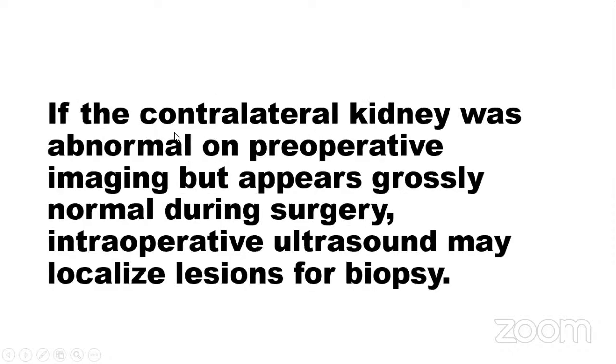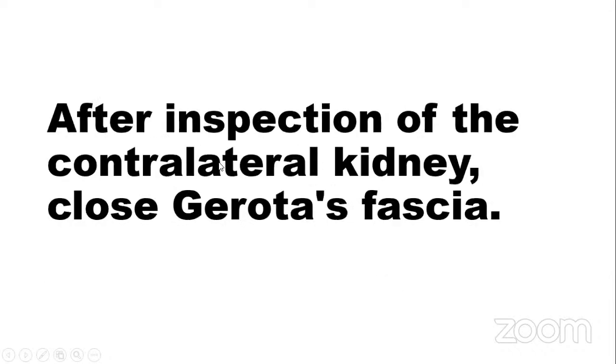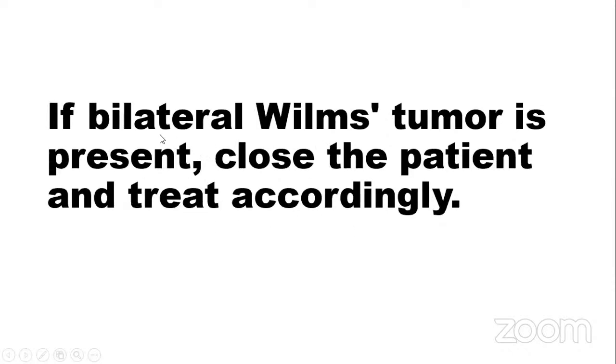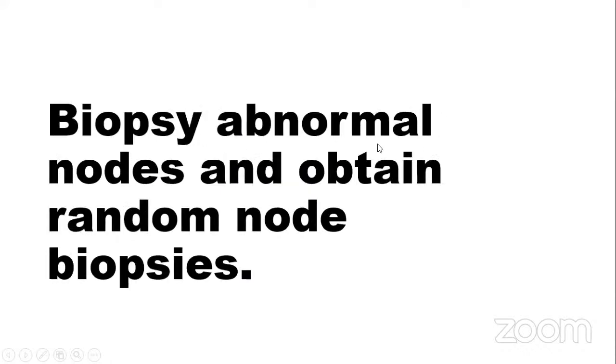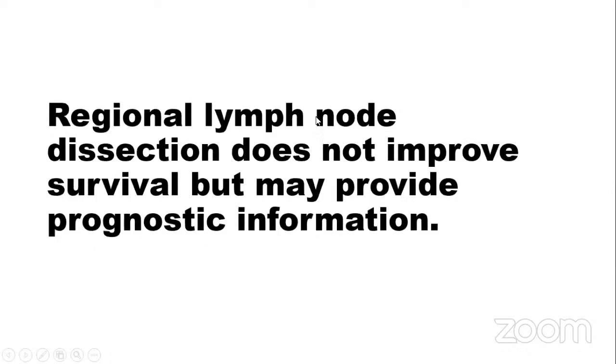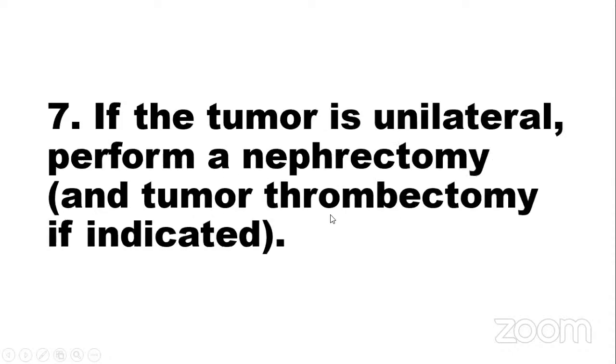If the contralateral kidney was abnormal on preoperative imaging but appears grossly normal during surgery, intraoperative ultrasound may localize the lesion for biopsy. After inspection of the contralateral kidney, close the Gerota fascia. If bilateral tumor is present, close the patient and treat accordingly. Inspect the retroperitoneal lymph nodes, biopsy abnormal nodes and obtain random nodal biopsy. Regional lymph node dissection does not improve survival but may provide prognostic information.